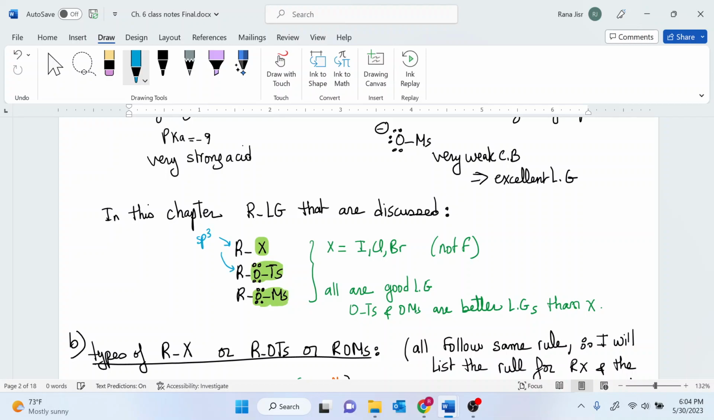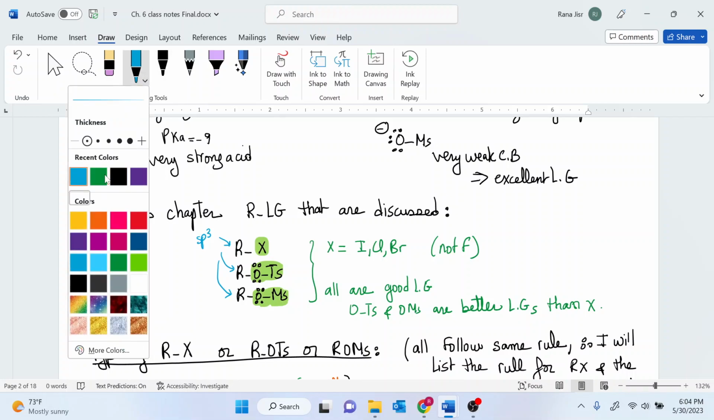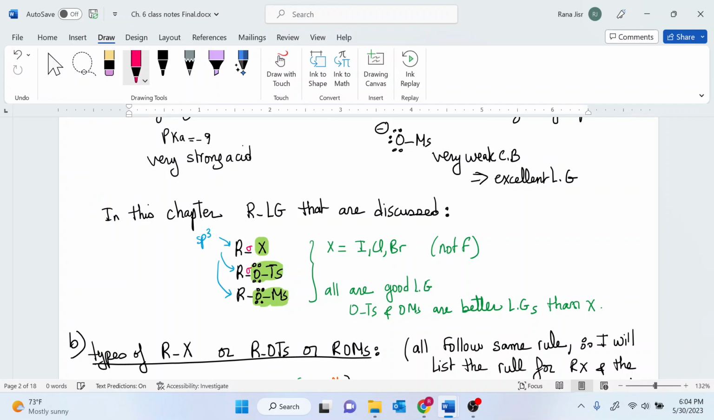So all of those will be connected to an sp3 hybrid carbon, which makes the sigma bond in each one of those a long and a weak bond. So this is why the sigma bond can be broken easily when the nucleophile attacks any of these R's in there, so that the leaving group can leave.